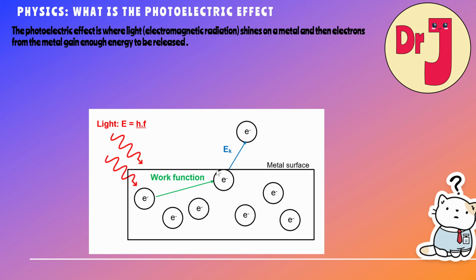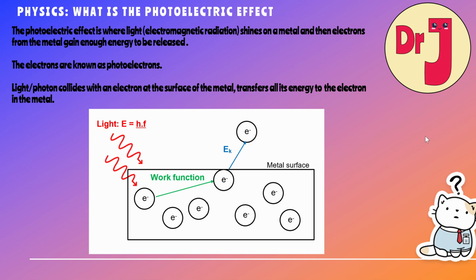So you can see in this diagram, here is our metal, which is the rectangular box. We have our metal surface. We have our light coming in, and the light's energy is hf. The light comes in, collides with an electron. So you can think of these as photons colliding with the electron. The electron gains enough energy to get to the surface and then is released. The electrons that are released are known as photoelectrons. And these here we call light, or we call photons.